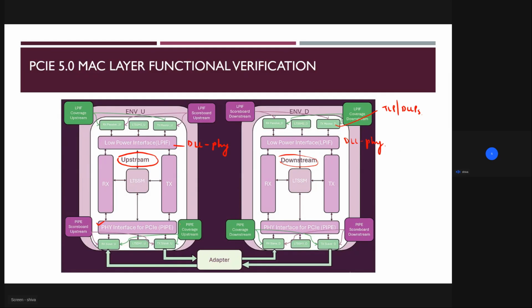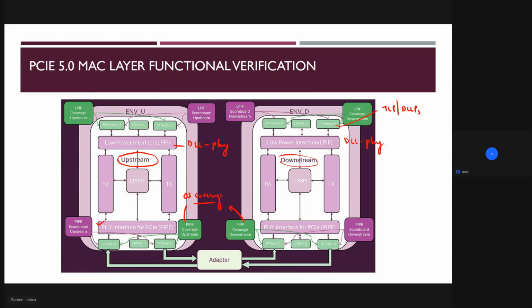Next, regarding coverage, for PIPE we have the PIPE coverage upstream and PIPE coverage downstream. By using PIPE coverage upstream, we will sample the ordered set coverage for the upstream device. By using PIPE coverage downstream, we will sample the ordered set coverage for the downstream device.